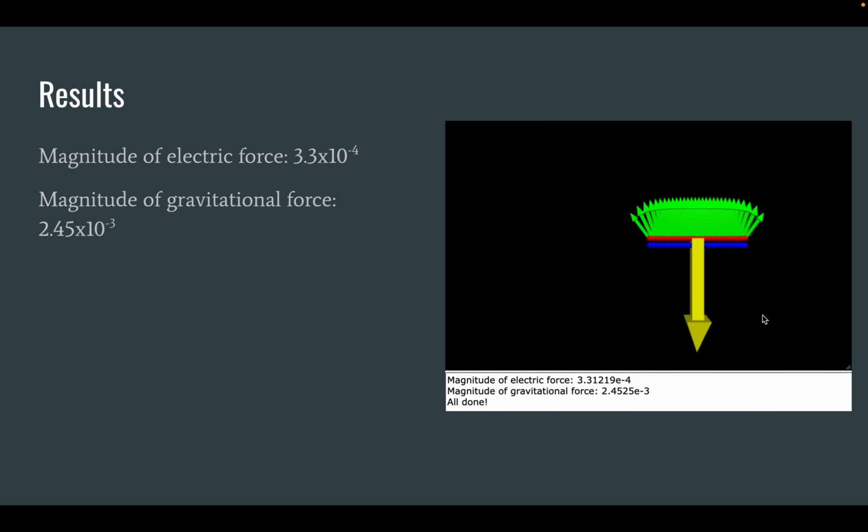The results were that the magnitude of the electric force was 3.3 times 10 to the negative 4, and the magnitude of the gravitational force was 2.45 times 10 to the negative 3. Here is the photo of the computational model.